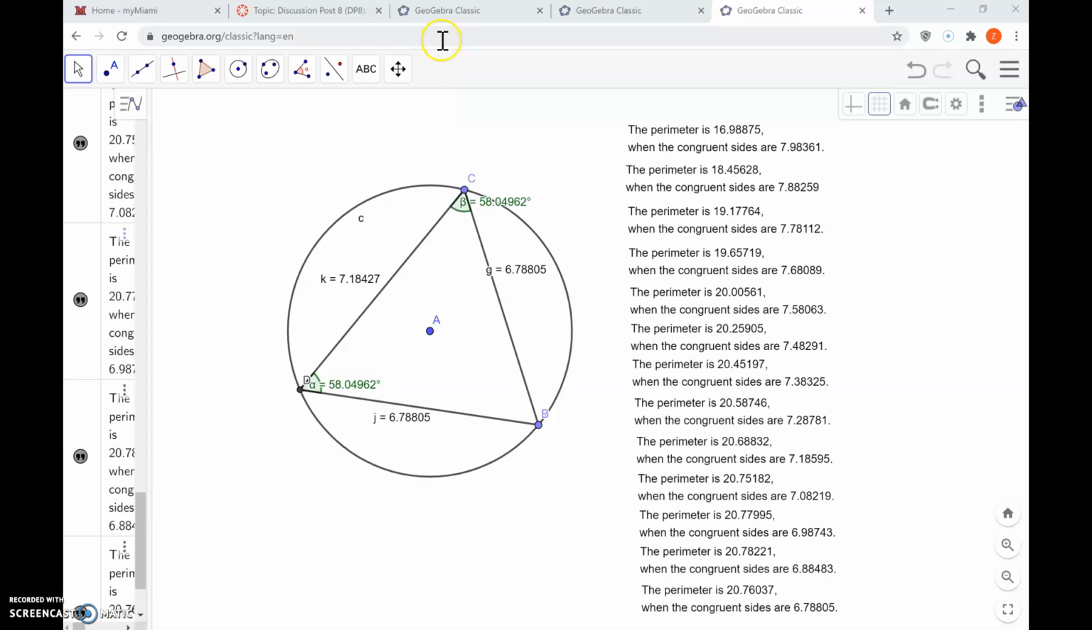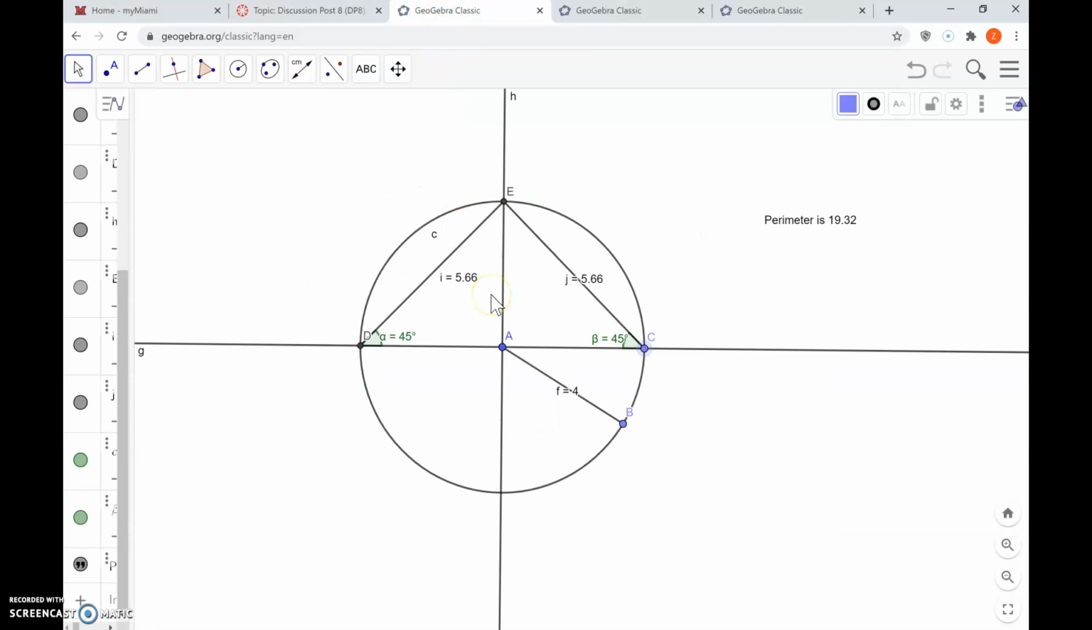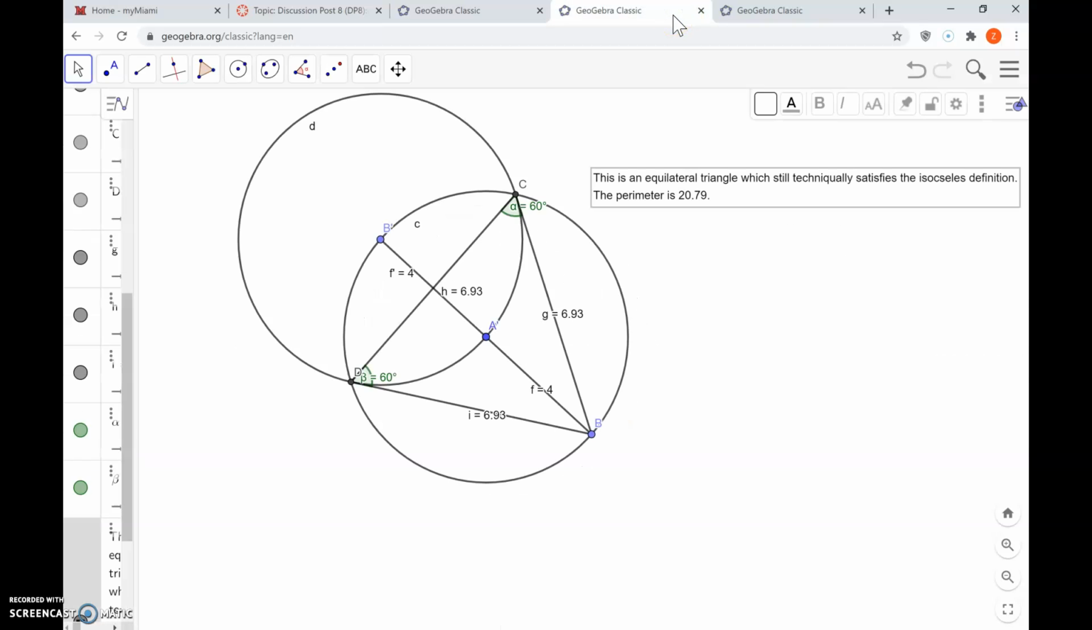At first, what I did, honestly, is I constructed the circle with radius 4, and then I made the isosceles triangle that passed through the center of the circle, with that being the midpoint of the base segment, and constructed it to be an isosceles and found that the perimeter is 19.32. Then I struggled for a little bit and I looked up a couple things.